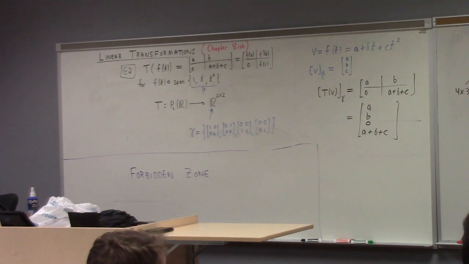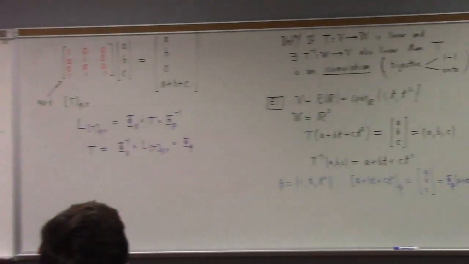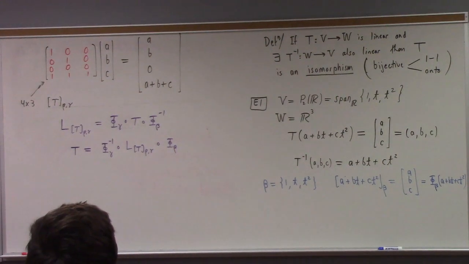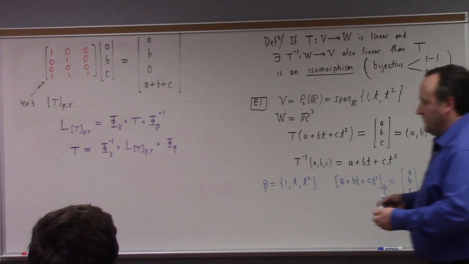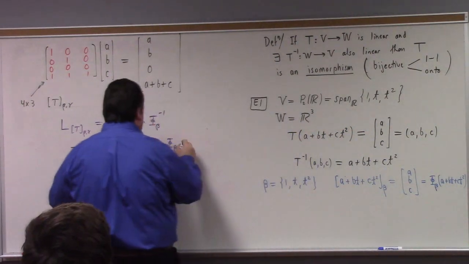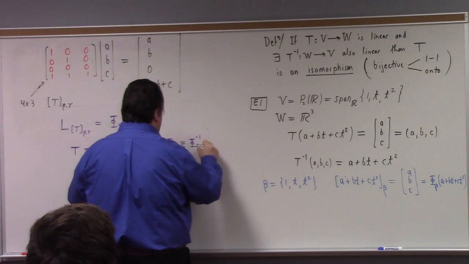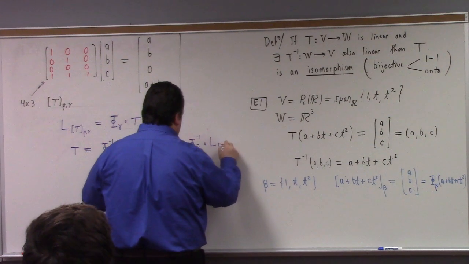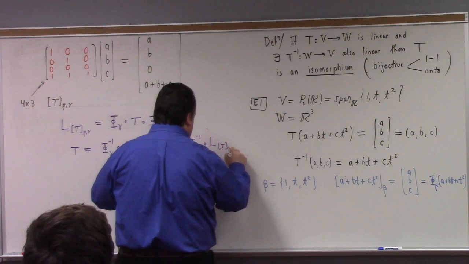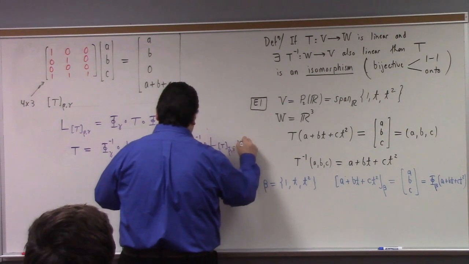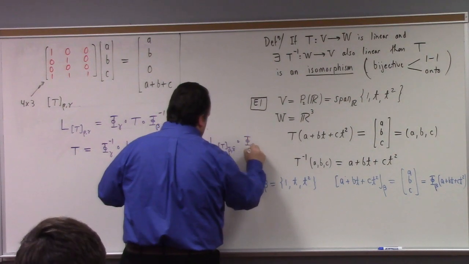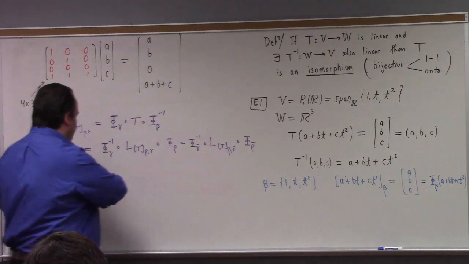I could do the same thing for a different choice of basis, right? If I did that, that would give me the same thing but with bars instead of not bars. So this would be equal to phi gamma bar inverse composed of the left multiplication by the matrix with respect to the barred basis, composed with phi beta bar. See, because T is equal to T.